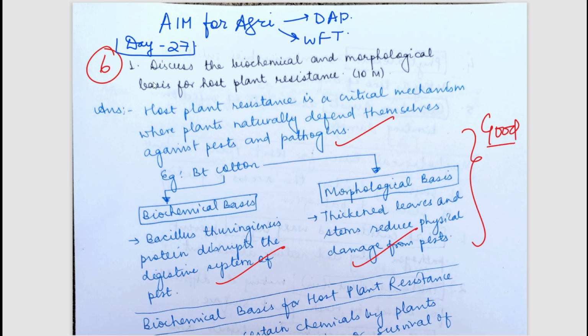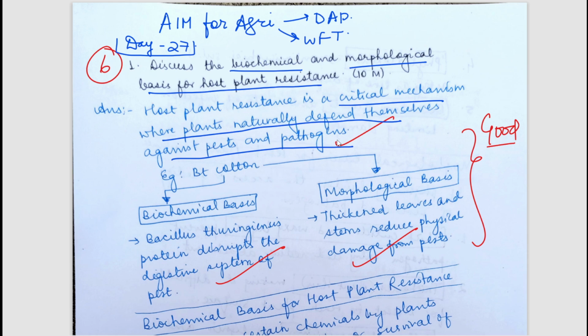So the first question was, discuss the biochemical and morphological basis for host plant resistance. So what is host plant resistance? It is a critical mechanism where plants naturally defend themselves against pests and pathogens. Okay. So let's see what are the biochemical and morphological basis.